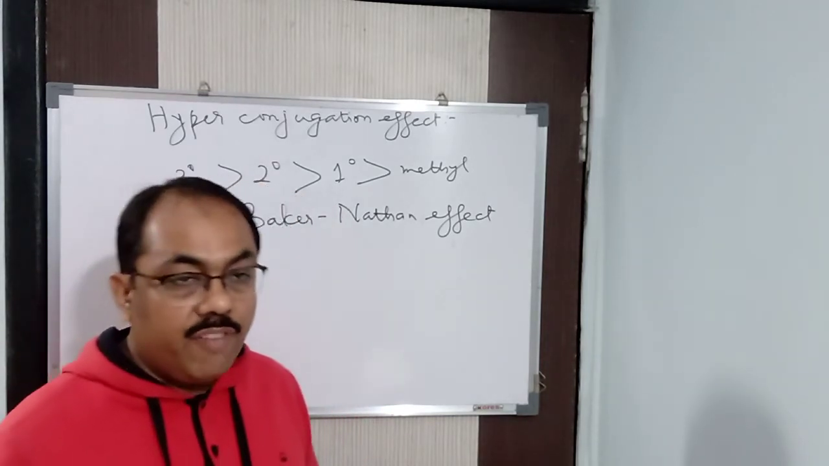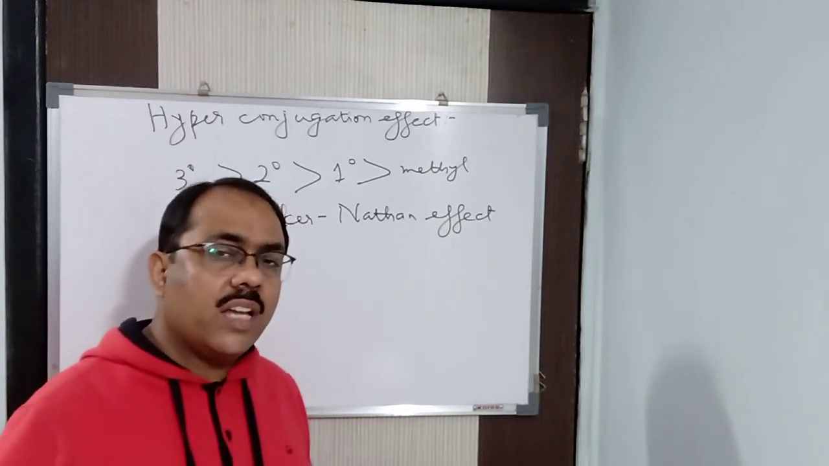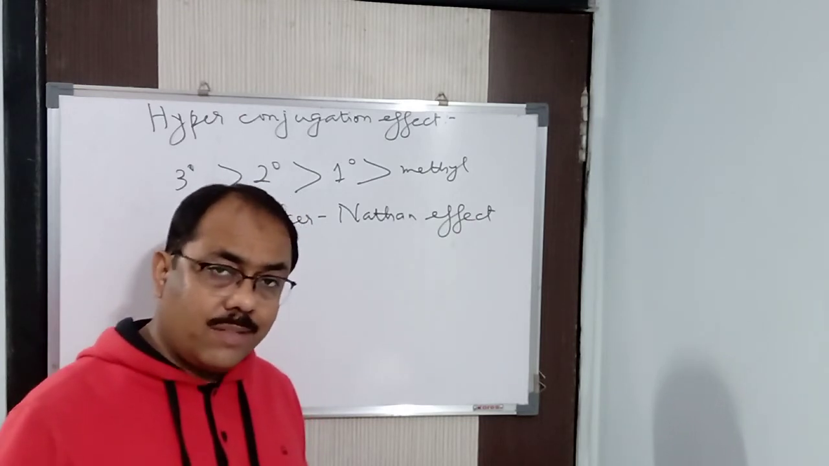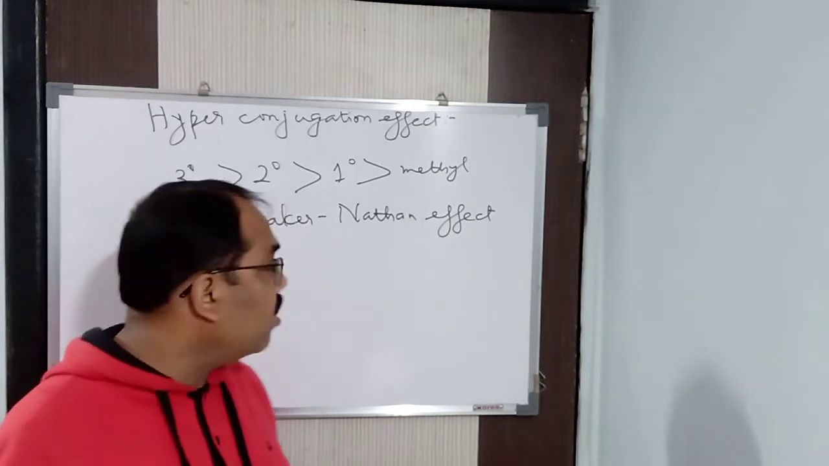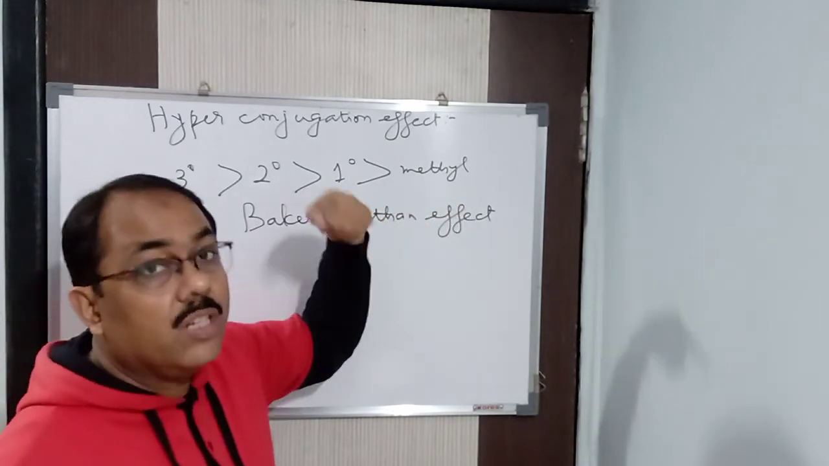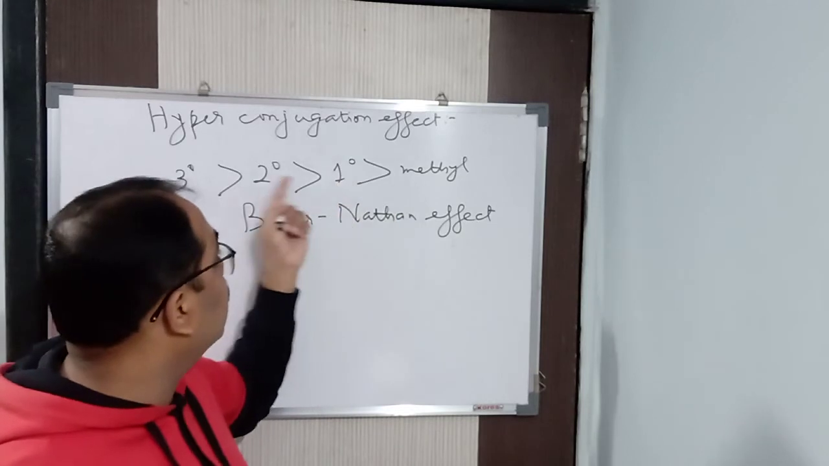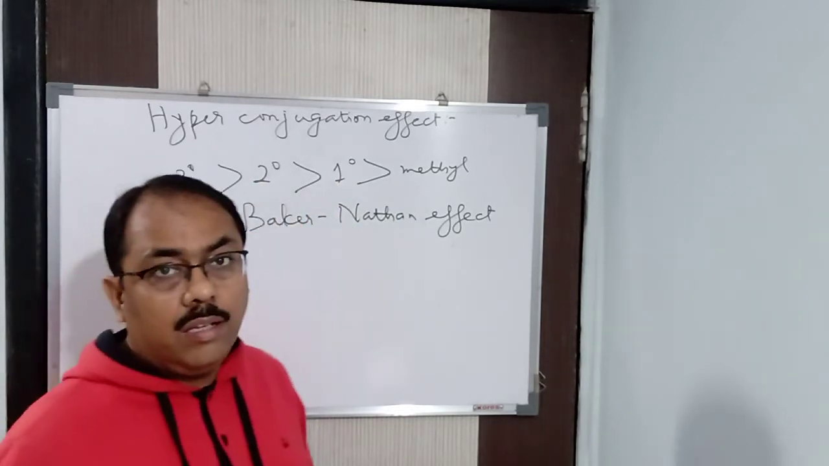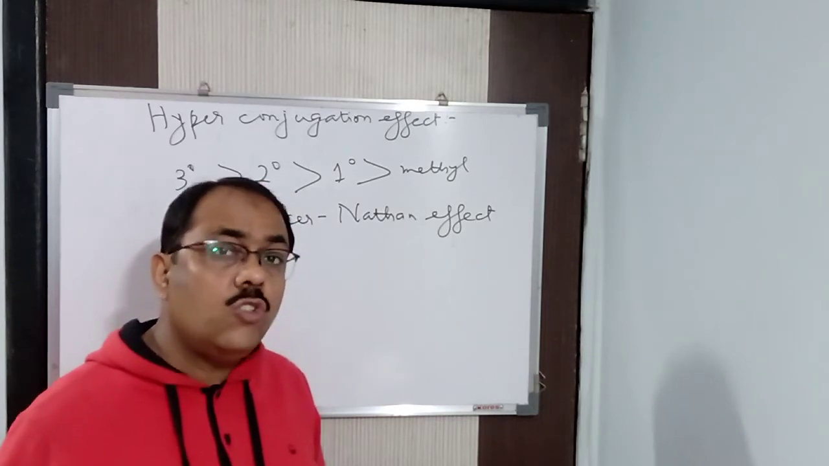We can say that when an alkyl group is attached to a benzene ring, or to an unsaturated system, that is a multiple bond, a double bond or triple bond, then the order 3 degree, 2 degree, 1 degree, methyl is reversed. Methyl is now greater than 1 degree, greater than 2 degree, greater than 3 degree. So this is said to be the hyperconjugation effect.